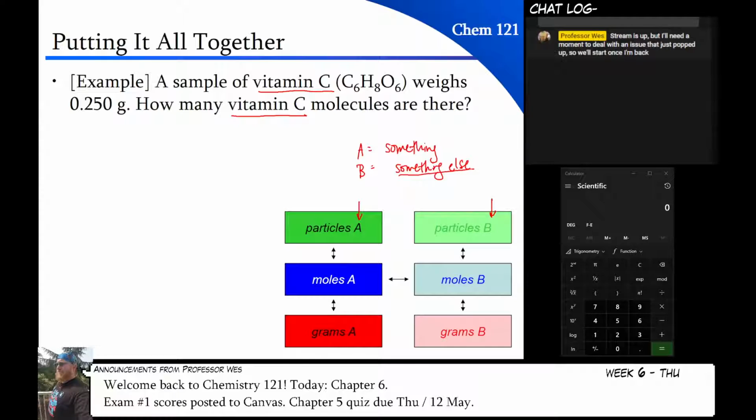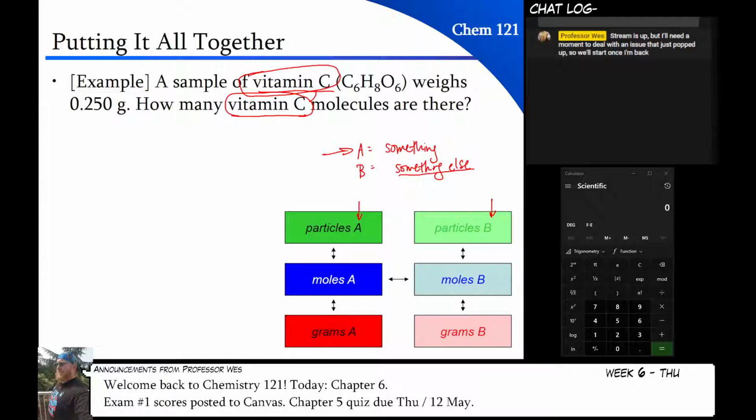A lot of students get confused here, like, how do I use this chart? How do I know when to go from side A to side B? And the answer is, well, are you dealing with a something and something else situation? Here I've got a something. That's vitamin C. And then the question is asking me how many vitamin C molecules are there. These are the same thing, right? So I would only stay on side A. I don't actually invoke something else.